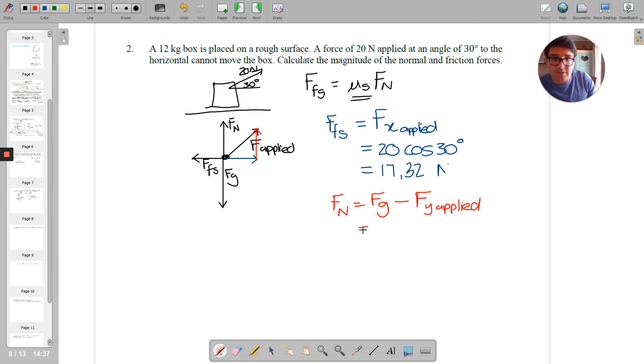So if we have a 12 kg block, the weight is 12 times 9.8, minus the y component, which is 20 sine 30 degrees. And that, 12 times 9.8 minus 20 sine 30, gives a value of 107.6 newtons. So that's your normal force, and that's your frictional force's magnitude.